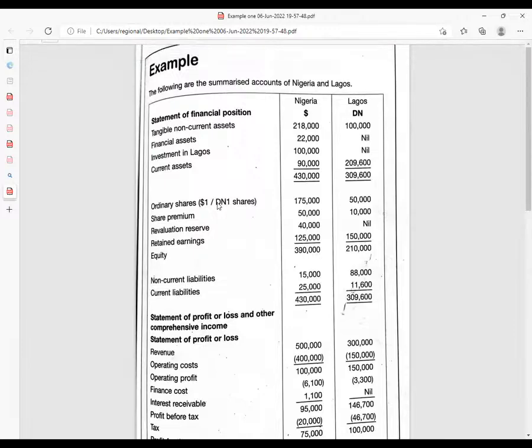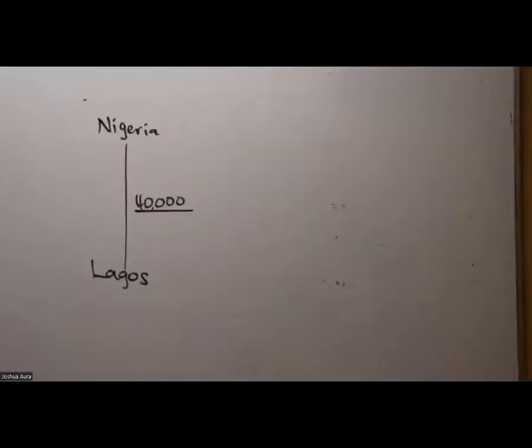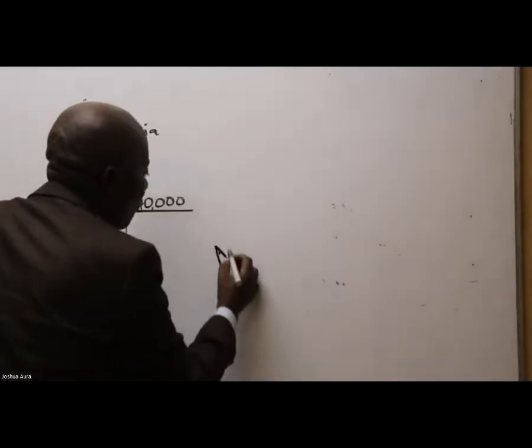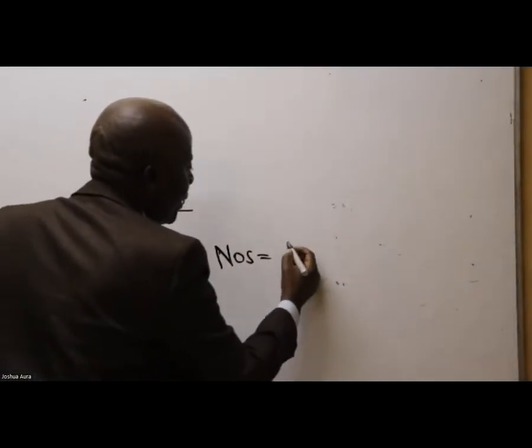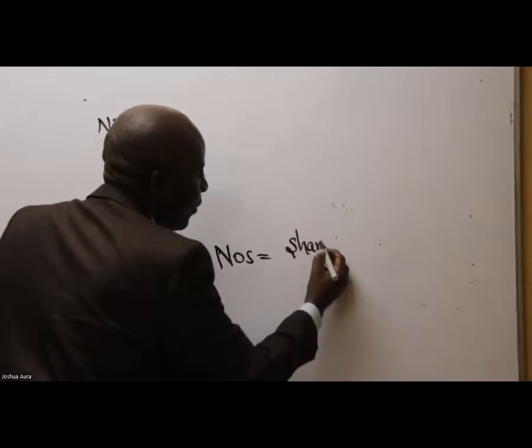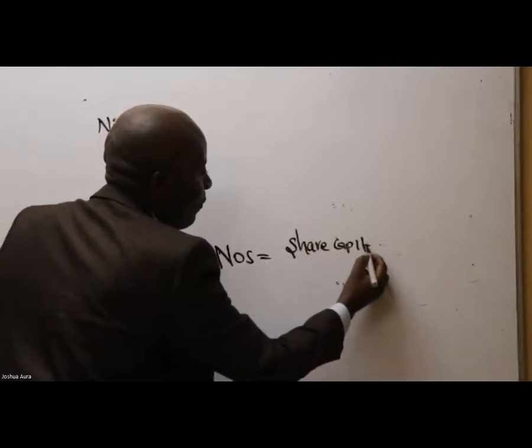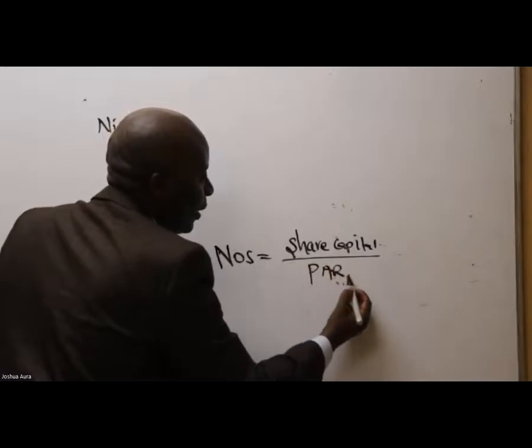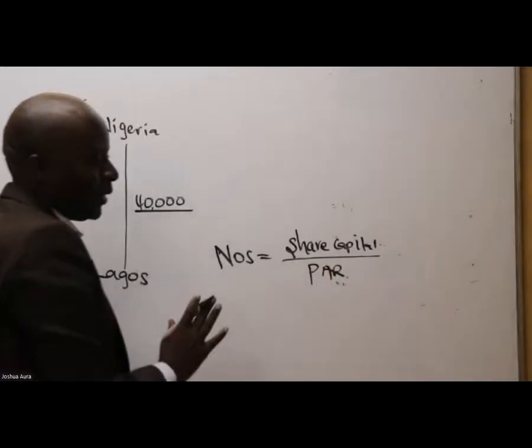So remember, to get the number of ordinary shares, we normally take the share capital. Like now, you can see the share capital of Lagos is 50,000. You divide by the par value. Anytime you want to get the number of ordinary shares, my good students, listen: you always take the share capital given, and then you divide this by the par value given there by the side.